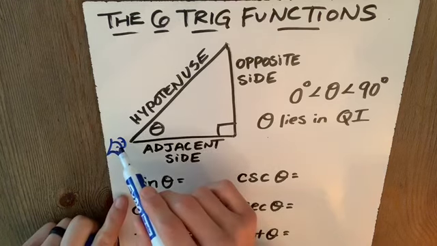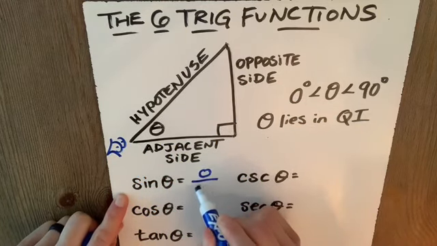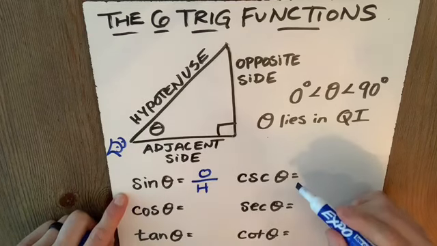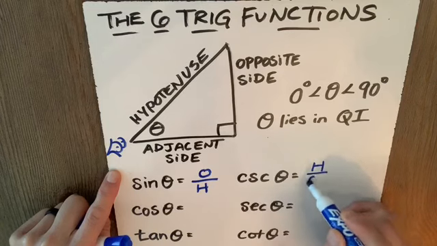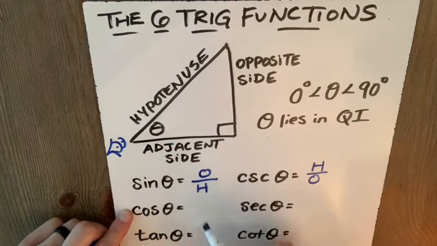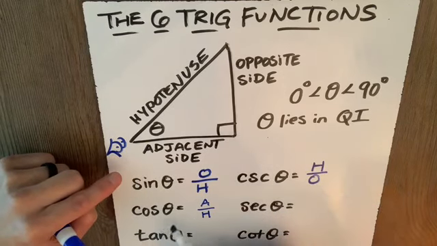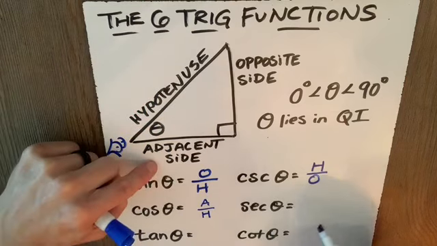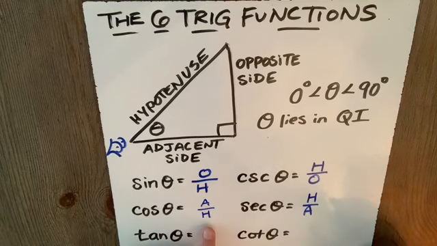From this perspective, sine is opposite over hypotenuse. I'm going to write that as O over H. Look what I get for free. Cosecant is hypotenuse over opposite, and you should notice that those are reciprocals. Cosine is adjacent over hypotenuse, which I'll write as A over H. Look what I get for free. The reciprocal of cosine is secant, which is hypotenuse over adjacent. And you can see that these fractions have just been flipped. Denominator became numerator, numerator became denominator.